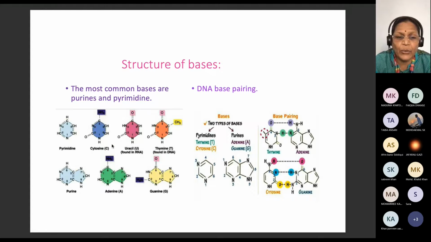C for... Hello, C for... cytosine, na? I think it is not that visible or what.